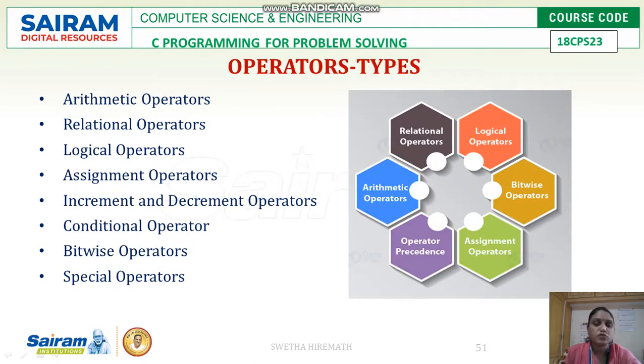Coming to the different types of operators, we have 8 different types: arithmetic operators, relational operators, logical operators, assignment operators, increment and decrement operators, conditional operators, bitwise operators, and special operators. We will see them one by one.